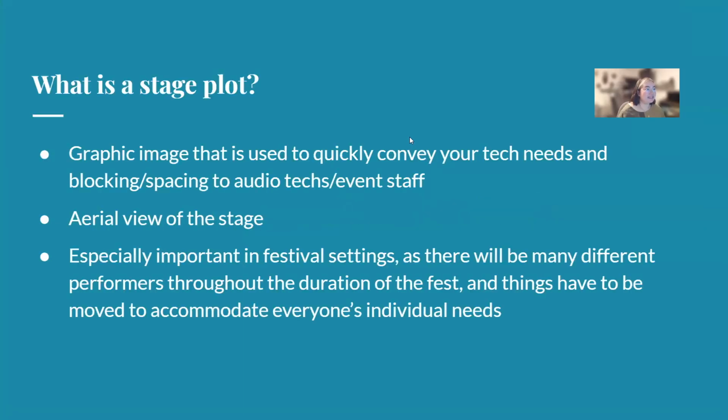So now we're moving on to the stage plot portion. So what is a stage plot? A stage plot is a graphic image that's used to quickly convey your tech needs and spacing to audio techs and event staff. It's typically like an aerial view of the stage, so like top-down bird's eye view, so that festival organizers will know what your stage setup looks like.